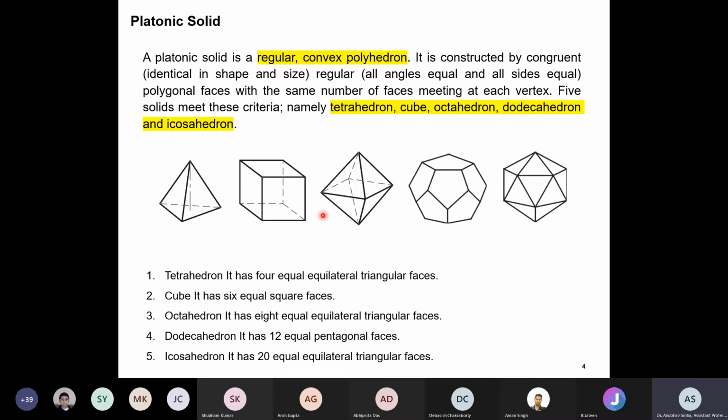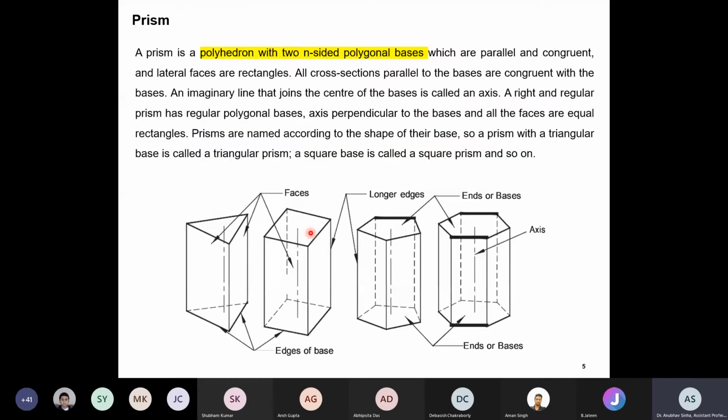Mostly for our exercises, we will be taking some examples of a cube to keep it simple. Our focus will be to understand how to make projections, not to just make something complicated, but to understand how this can be projected in an orthographic plane in different types of views.